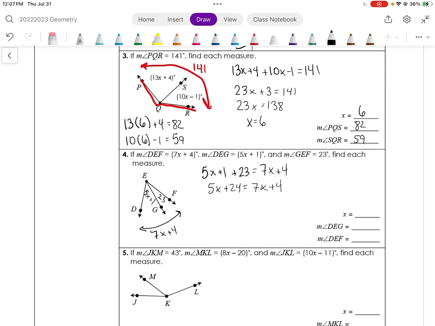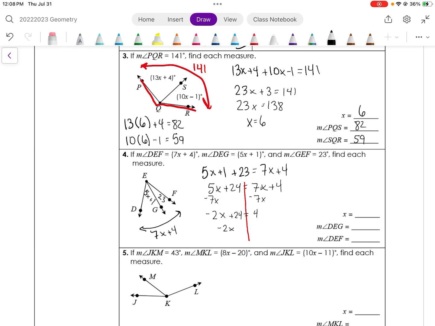Combine those. Now remember, it's like a sorting game if you have variables on both sides. Sometimes it helps for people to draw a line. We want x on one side, everything else to the other. This is what I mean by draw a line. This helps some people. So you can either move the 5x to the right or you can move the 7x to the left. I'm going to go this way, just because. Okay, so negative 2x plus 24 equals 4.